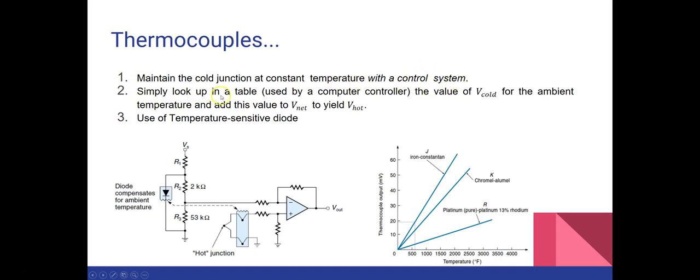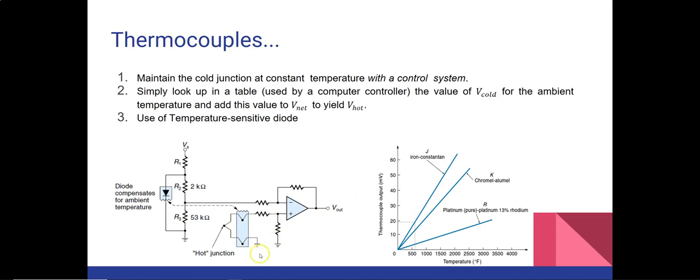Second is to simply look up in a table using the computer controller, and you can look up the value of V cold for the ambient temperature and add that value to the V net to get the value of V hot. Next, we have the use of a temperature sensitive diode. You can see here, this is the temperature sensitive diode, and it is used in an interface circuit with the thermocouple, and an op amp is attached here, and from this we get the output voltage.